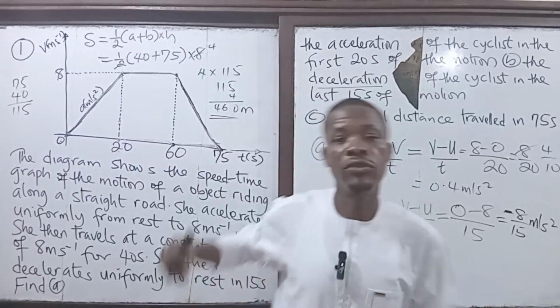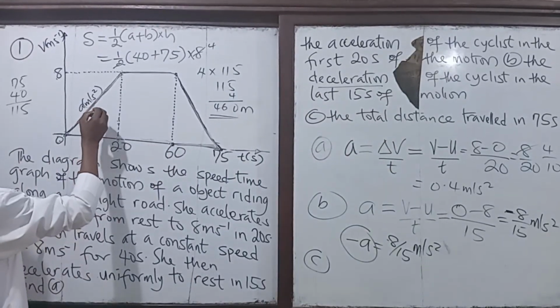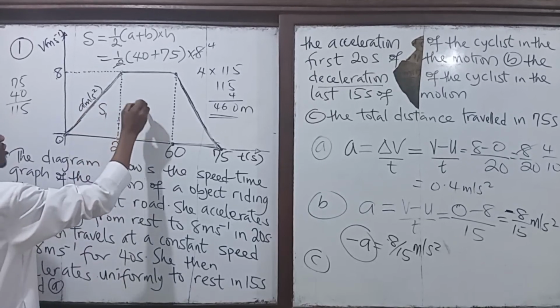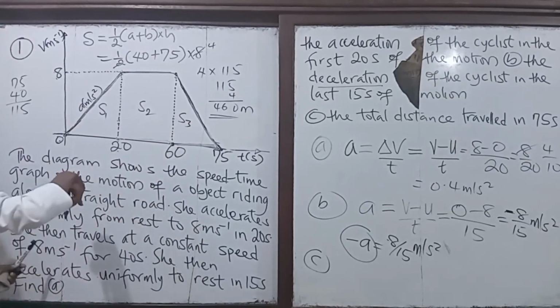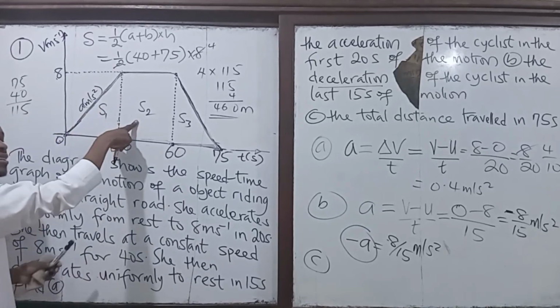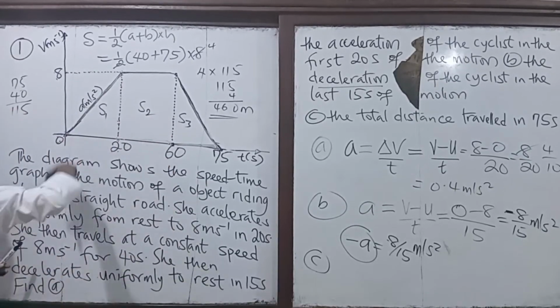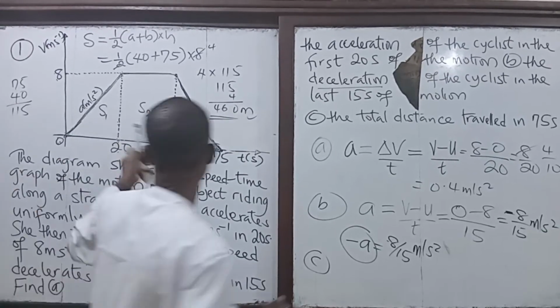If you don't want to do it in this way, you can call this one x1, this is a triangle, call this one x2, call this one x3, and begin to use the geometry. Get the area of the triangle, get the area of the rectangle, get the area of the other triangle, and add them together. It will give you this 460 also. Can we do that? Let's do that for that one.